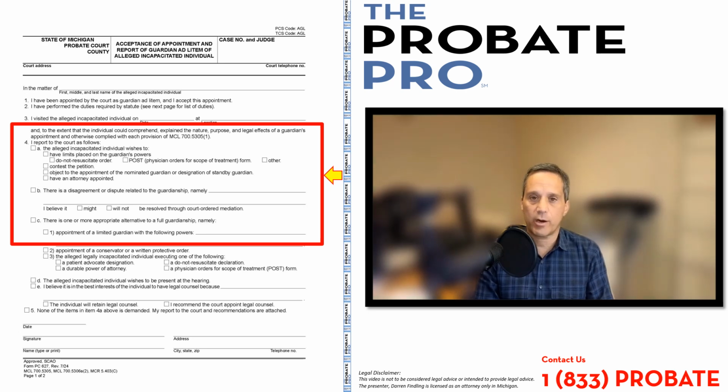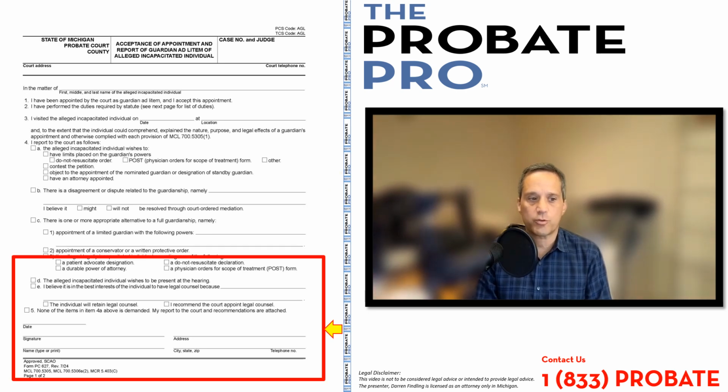And paragraph C indicates whether there's appropriate alternatives to full guardianship. Now, for example, there could be a patient advocacy in place or other provisions in place that would avoid the necessity of guardianship. So remember, guardianship is the court-imposed process, but you could also create estate planning documents that provide for many, if not all, of the opportunities for decision-making relating to a person who is vulnerable in need of protection relating to these types of decisions.